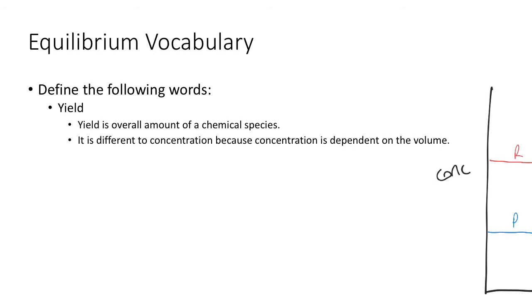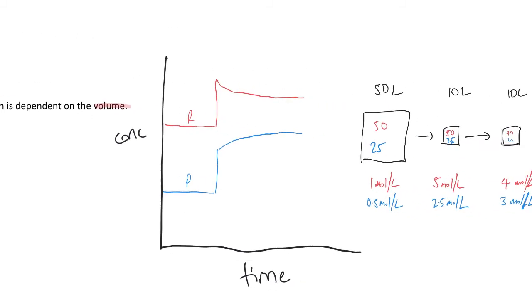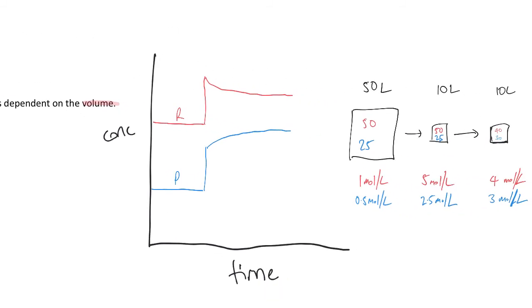Equilibrium vocabulary. So now we're going with yield. Okay, so what is yield? It is the overall amount of the chemical species, and it's different to concentration because concentration is dependent on the volume. So if you change the volume, you might change the yield, but also the concentration as well, and they might go in different directions. So here's a concentration time graph.